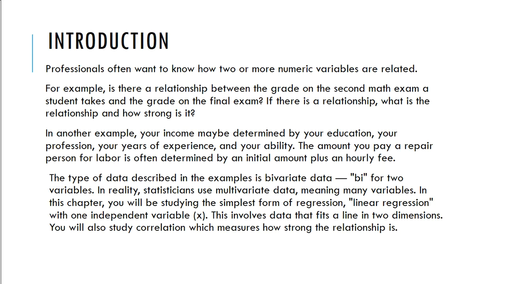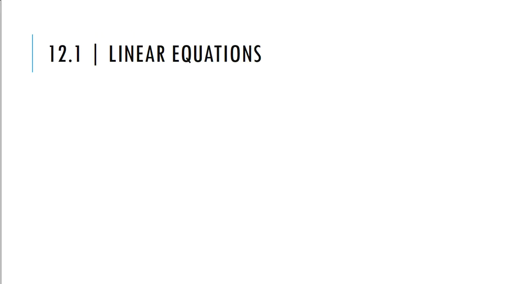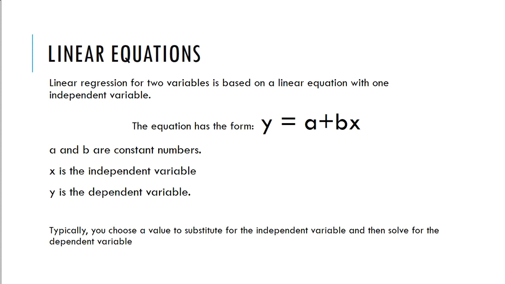In this chapter, we're only going to learn about linear regression, which is for every x, there's a y. Just know that you can do huge types of regression models called linear, where you add more variables than two, and logistic, where you even put in categorical variables. For us, all we're going to do is a very simple form of linear regression. Linear regression for two variables is based on a linear equation with one independent variable.